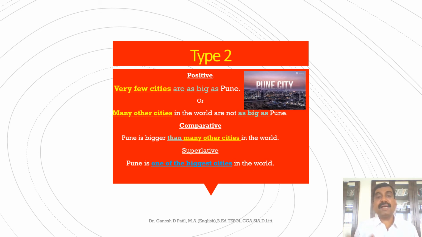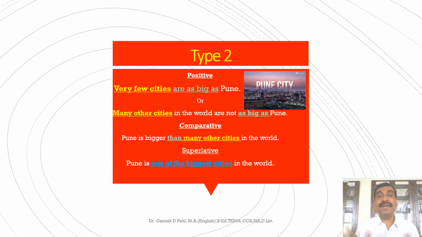Very few cities are as big as Pune. So big is positive form of adjective. As shows that it is positive and big the positive form of adjective. This can also be written as many other cities in the world are not so big as Pune. And in comparative form, without changing the meaning, we can begin with the word after as.